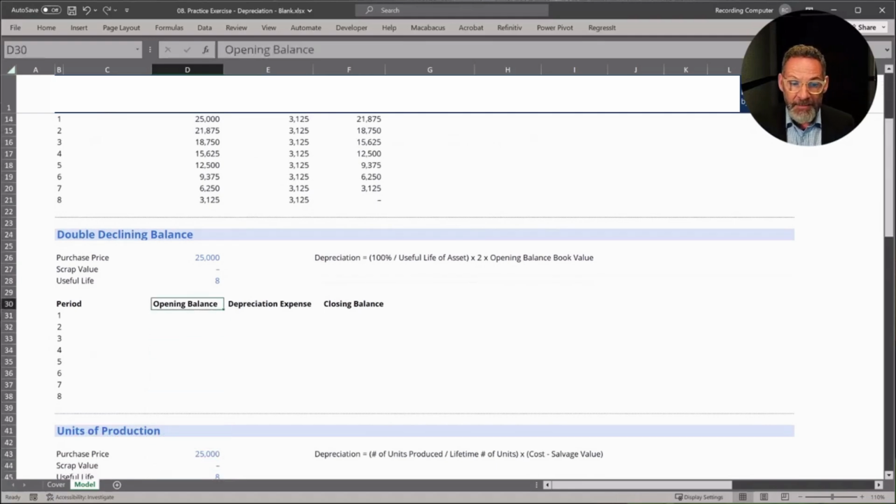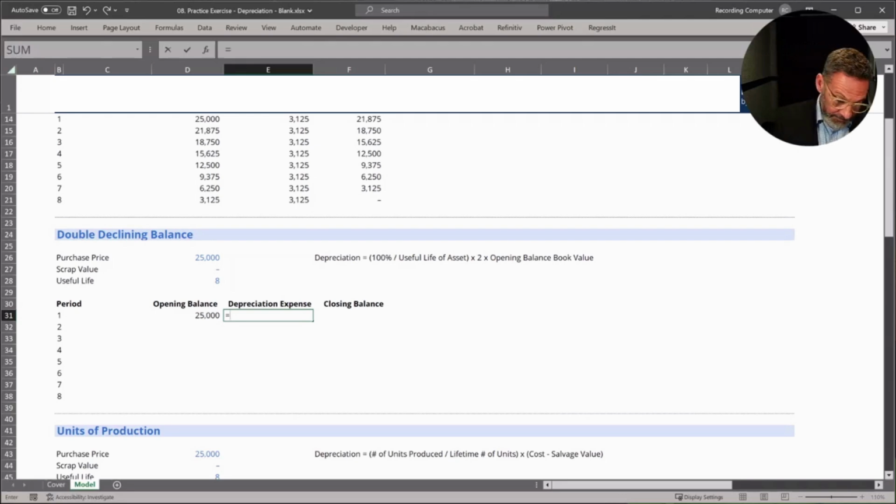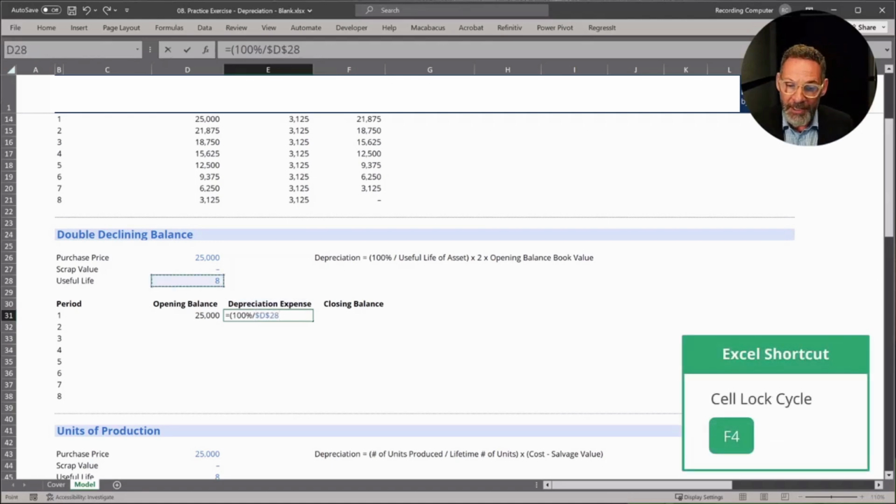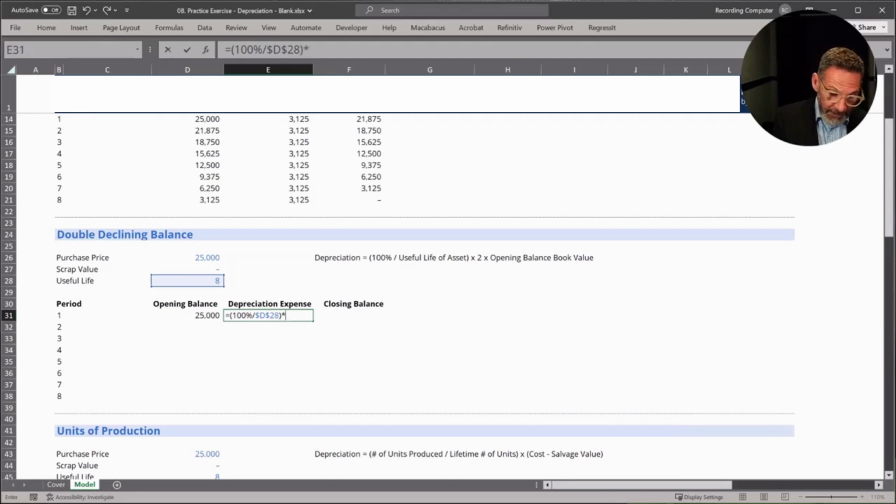Here we have the same purchase price, scrap value, and useful life. The opening balance is going to be what we first paid for it. Now the depreciation expense, the formula you can see on the right. And what we want to do is we're going to go equals, and I'm going to go 100% divided by the useful life of the asset. I'm going to use F4 to put dollar signs and lock that reference so I can copy it down. Then I'm going to multiply it by 2, and then I multiply that by the opening balance.